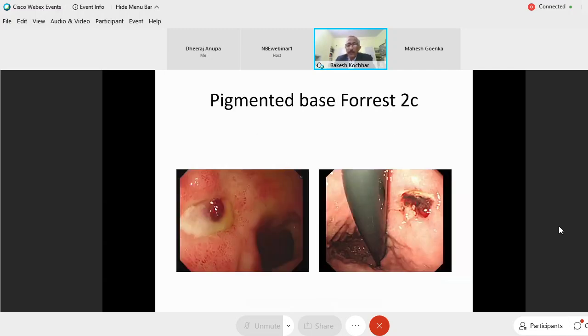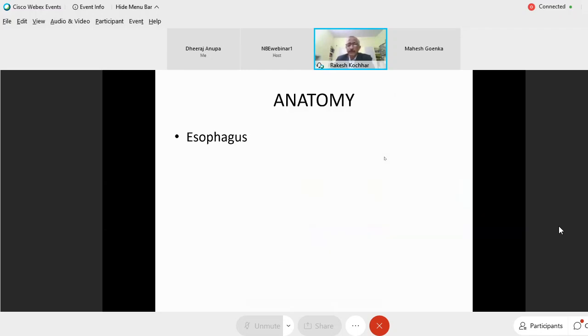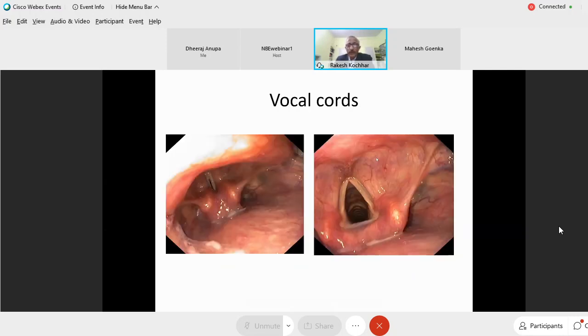And then you have a pigmented base. So in the ulcer there is no clear vessel, but the base where the vessel would be is pigmented. So this is Forest 2C. And when you have a clean base ulcer, this is Forest 3. So the description of a bleeding duodenal ulcer has to be according to the Forest classification. Now, after these bits of classification, I'll come to anatomy.